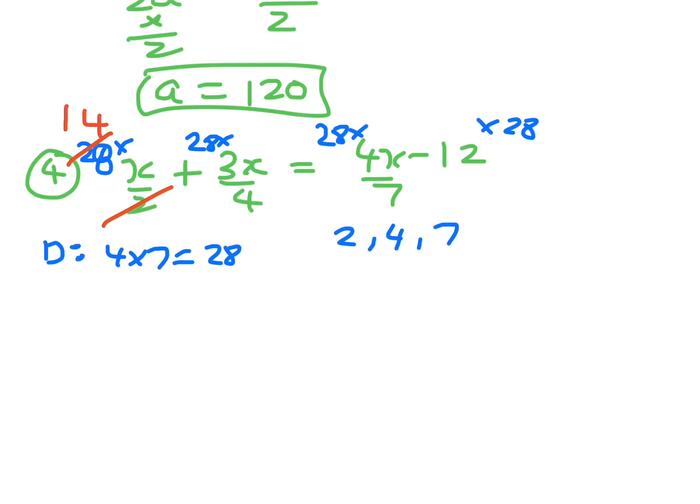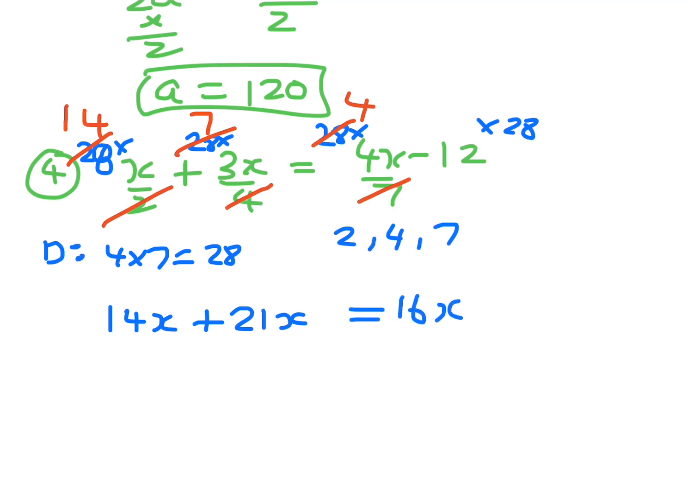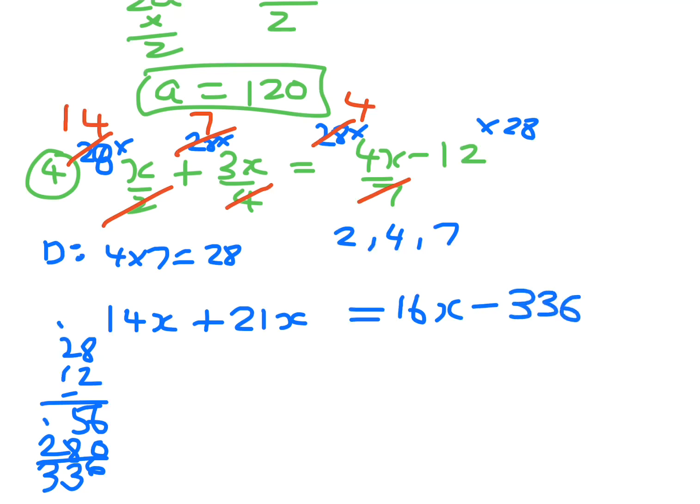The next step is to cancel. 2 goes into 28, 14. 4 goes into 28, 7. 7 goes into 28, 4. Okay, the next step is then to simplify. 14 times x is 14x. 7 times 3 is 21x. 4 times 4 is 16x. 12 times 28. So you end up with minus 336.